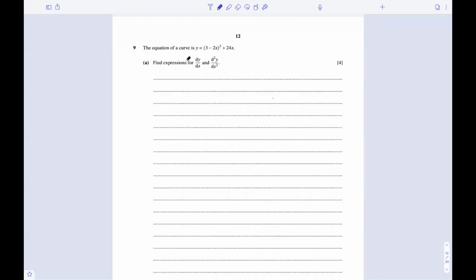In question 9, we have the equation of a curve y equals (3 − 2x) cubed plus 24x. We have to find dy/dx and d squared y/dx squared, which is a double derivative. So for dy/dx, we'll multiply the 3 by the coefficient. This will become 3 into (3 − 2x) whole squared, multiplied by minus 2, plus 24x. The derivative of 24x would be 24. So we will get minus 6 into (3 − 2x) whole squared plus 24.